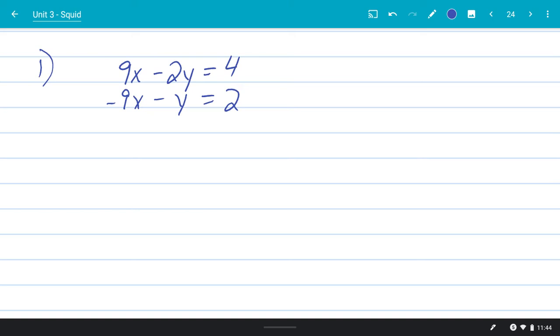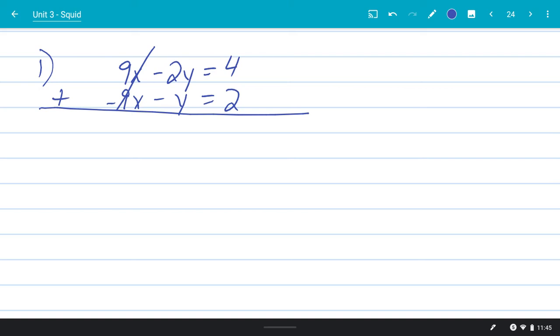Why is it called the elimination method? Because we want to eliminate one of the variables. In this particular case, number one, if I look at my two x values, if I were to add those together, 9x plus a negative 9x, those would cancel. That's why I call it the addition method, and that's what we're looking for. It also eliminates one of the variables, therefore the elimination method. So I'm going to eliminate those.